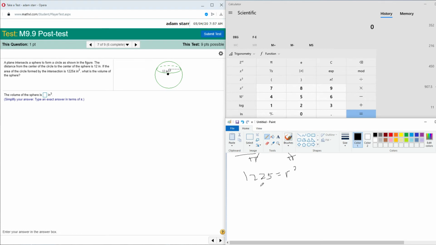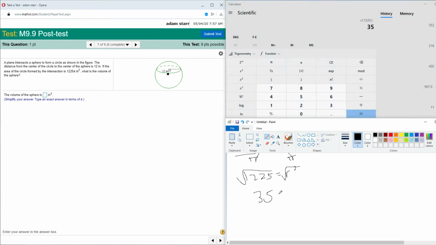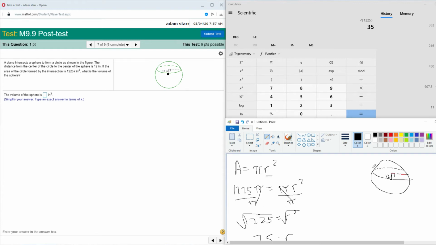To solve for r, I'm going to get rid of this power of 2 by square rooting. So my radius here is going to be the square root of 1225. Again, I have to hit second to get the square root button, which is this. I type in 1225 and then hit the square root button, and I get 35 is my radius. So that is the radius of the circle, this distance here.